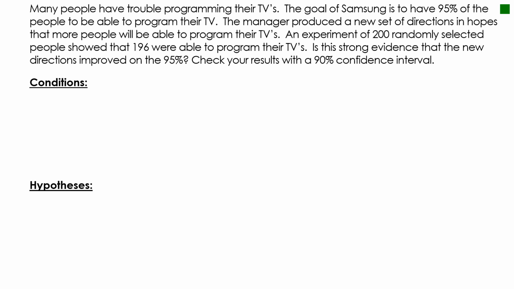Is this strong evidence that the new directions improved upon the 95%? And then check your results with a 90% confidence interval. Boom. That is so much going on, but we're doing this example because this is similar to what you will get on an assessment. You have to do all of it. So first thing I'm going to do is check conditions. Notice I didn't go through and highlight or circle anything. We'll do that in a little bit.